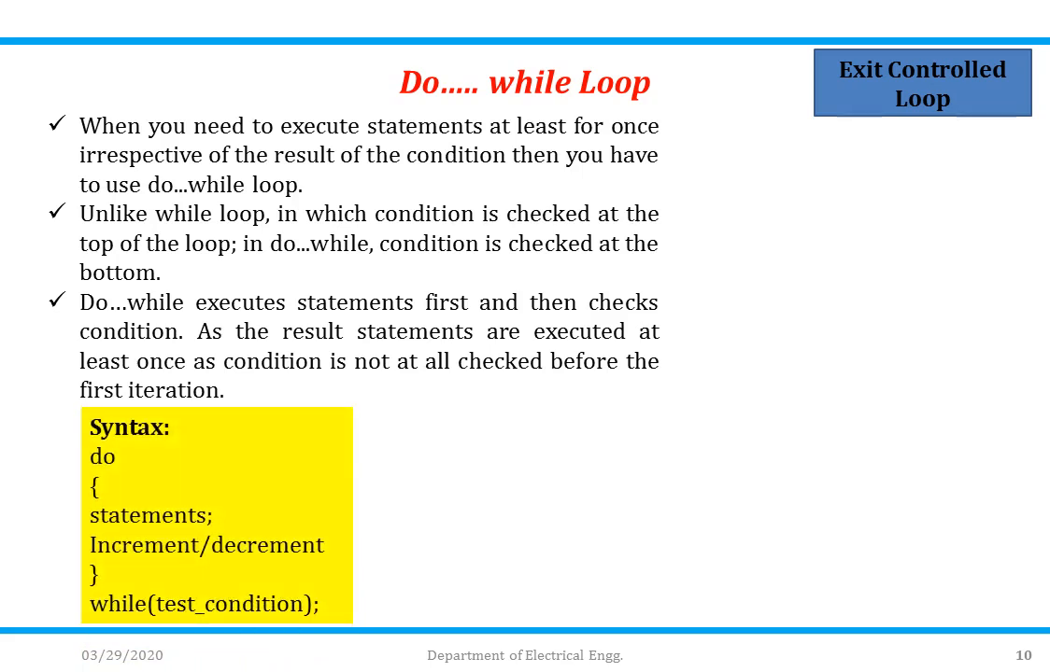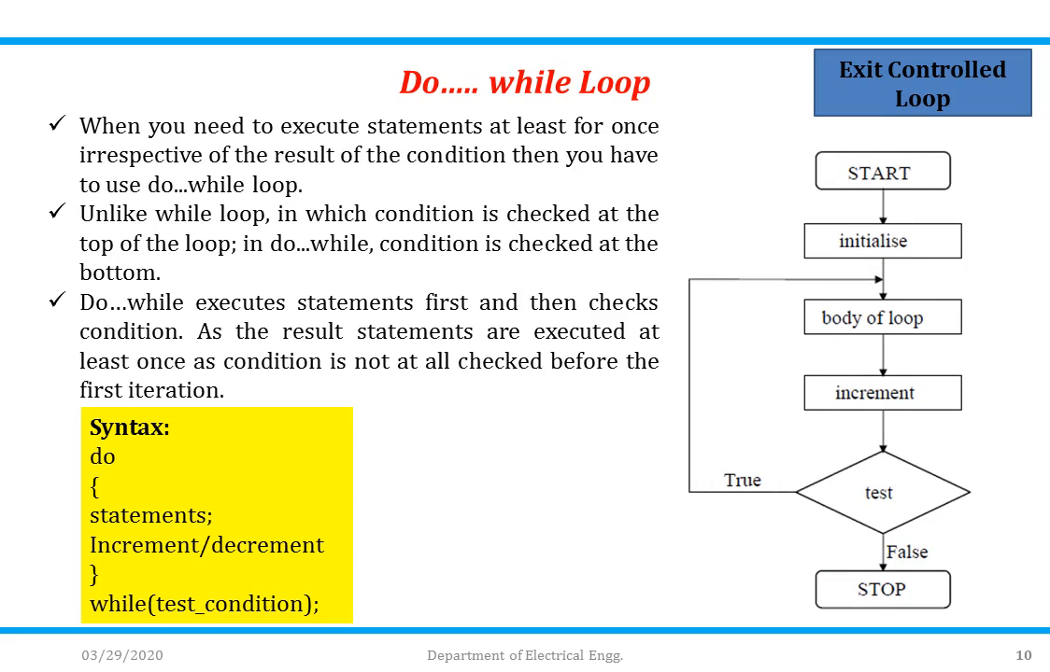So this is the syntax. Do, after that the curly bracket is open. Do whatever you want, means execute a statement, then increment or decrement, and after closing the curly bracket it will check the condition, while (test condition). So this is the syntax for the do while loop. Carefully observe the syntax of the for loop, while loop and do while loop. This is the flowchart of the do while loop.